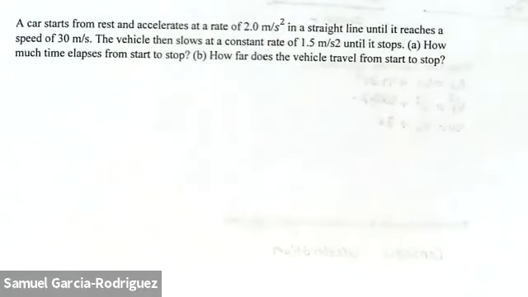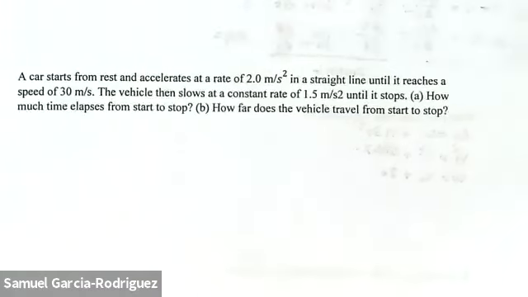The next question says, a car starts from rest and accelerates at a rate of 2 meters per second squared in a straight line until it reaches a speed of 30 meters per second. The vehicle then slows at a constant rate of 1.5 meters per second squared until it stops. How much time elapses from start to stop? How would I start this question? Label everything? Okay.